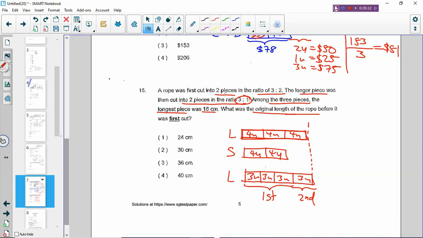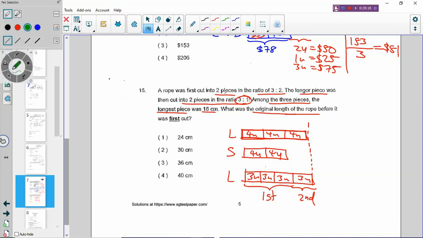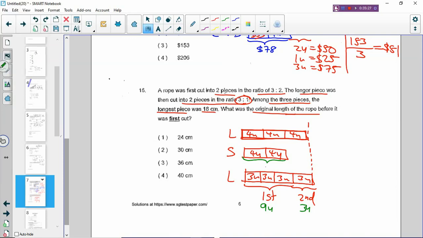Okay, now among the three pieces, where is the longest piece? So let's look at the model and find the longest piece. Now the first piece here is 9 units. Then the second piece here is 3 units, and then this short piece is 8 units. So out of these three pieces, which is the longest? The longest is the first piece, which is 9 units. So 9 units must be 18. So 1 unit must be 2 cm.